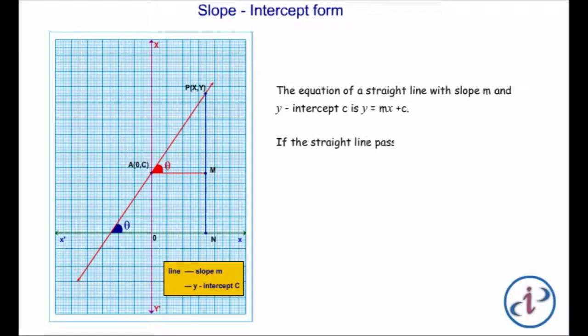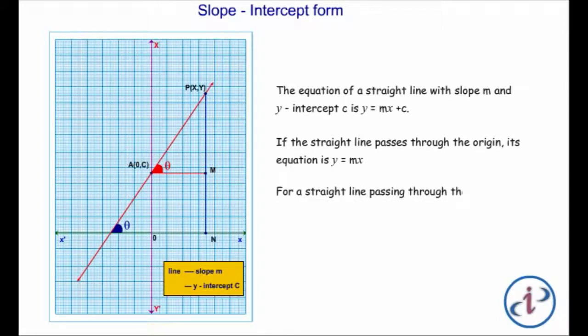If the straight line passes through the origin, then its equation is y = mx. Similarly, for a straight line passing through the origin, the y-intercept is 0. That is, c is equal to 0. Therefore, its equation is y = mx.